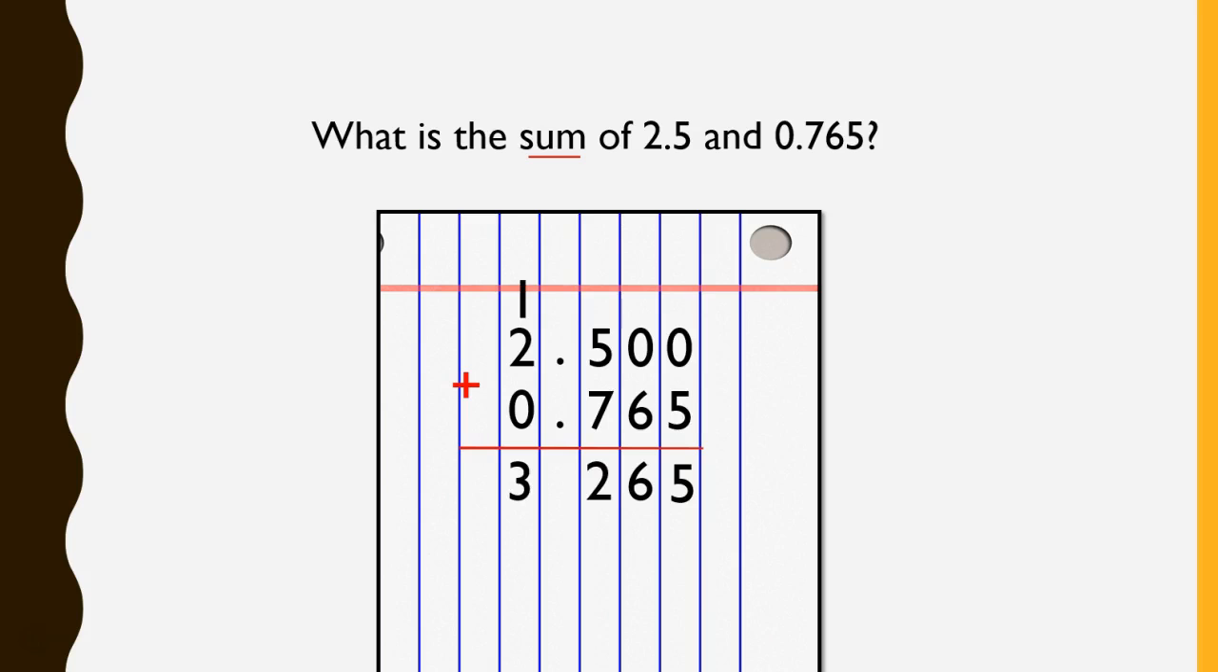And don't forget the most important thing, the decimal. Because without the decimal, this digit is 3,265. With the decimal, it's only 3, and then a little bit extra, this part here, 265 thousandths. That's a big difference. So that decimal is very important. You can never forget to put it in.